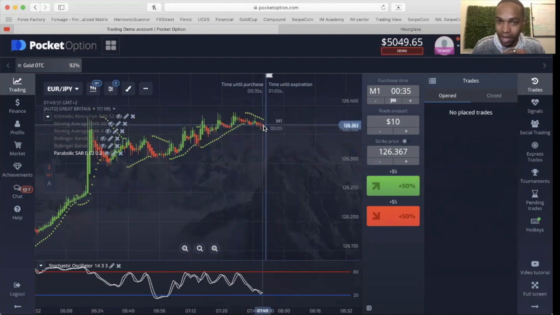If you put in a buy, you want to make sure the price ends up higher than where it currently is. If you want to put in a sell, which is also called a put, you want to make sure the price is lower than where it currently is. And you can use any amount of money.